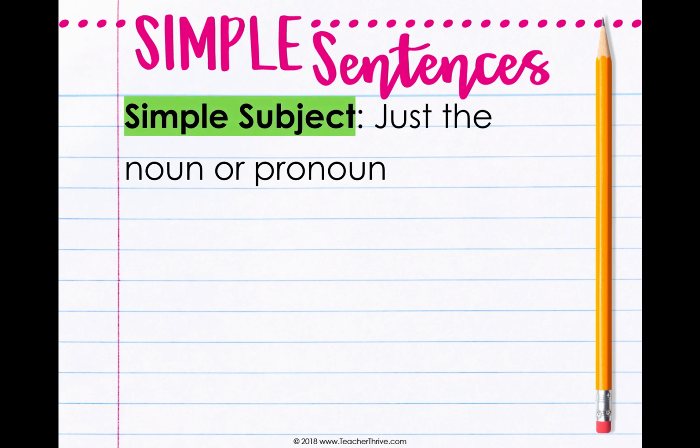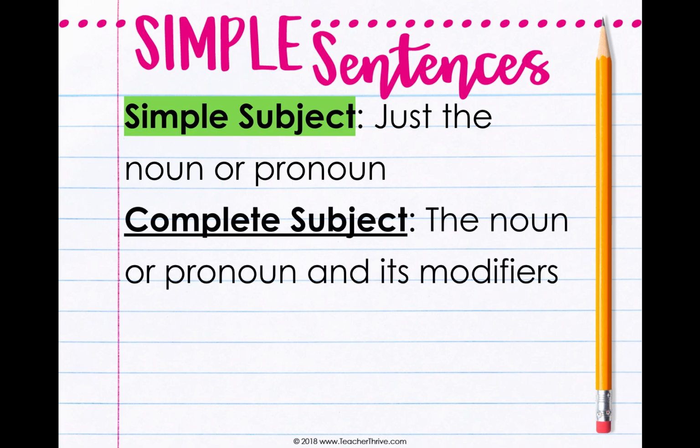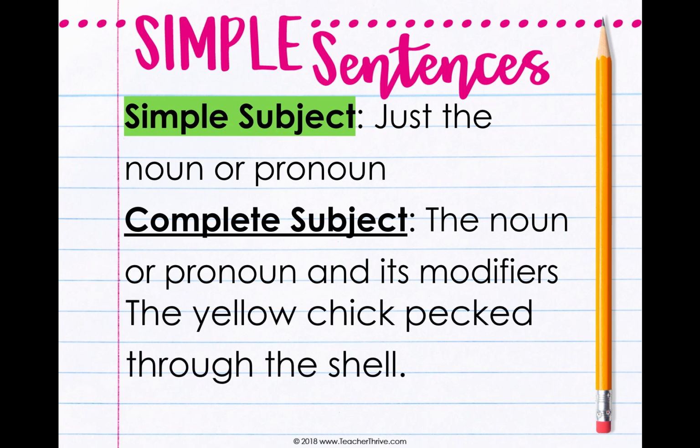Now, a simple subject is always just the noun or pronoun. So when you're identifying the subject and predicate in a sentence, if I ask you to identify the simple subject, you're going to be looking for just the noun or the pronoun, one word in that sentence. If I'm asking you to identify the complete subject, good writers know that the complete subject is the noun or pronoun and its modifiers, meaning all of the words in the subject, all of the words in that part of the sentence. Let's look at this example sentence.